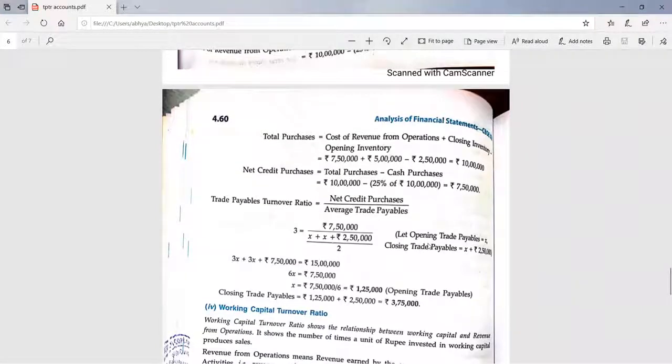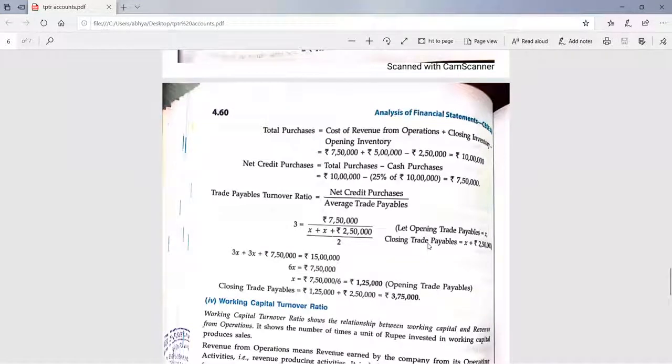Net credit purchases, TPTR ratio is equal to net credit purchases upon average trade payables. So 3 variables are there in the formula and we are having 2. Put the values of 2 and keep the third variable as X, or average trade payables. So just by cross multiplying, we will be able to get the average trade payables is equal to 2,50,000.